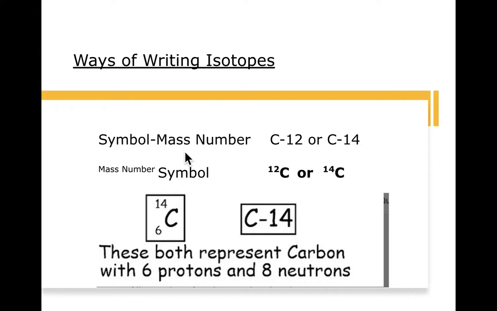One way is this: symbol, dash, mass number. And you can either put carbon-12 or C-12 or C-14 to indicate two of the isotopes of carbon. Another way to write this is mass number, then symbol. So you can write it as 12 with the 12 up here in the upper left corner, or the 14 carbon. Now, here's again written in the same way. Both of these represent a carbon with 6 protons and 8 neutrons. Here is the mass number, and here is the atomic number.